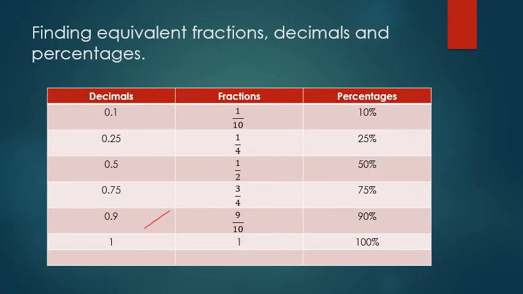Over here, 0.25 you can write as 1 by 4 and the percentage is 25%. 0.5 can be written as 1 by 2 and the percentage as 50%. 0.75 is 3 by 4 and 75%. 0.9 is 9 on 10 and 90%, whereas 1 as a whole is written in fractions as 1, and the percentage you can consider as 100%. Then we will move on to the examples.